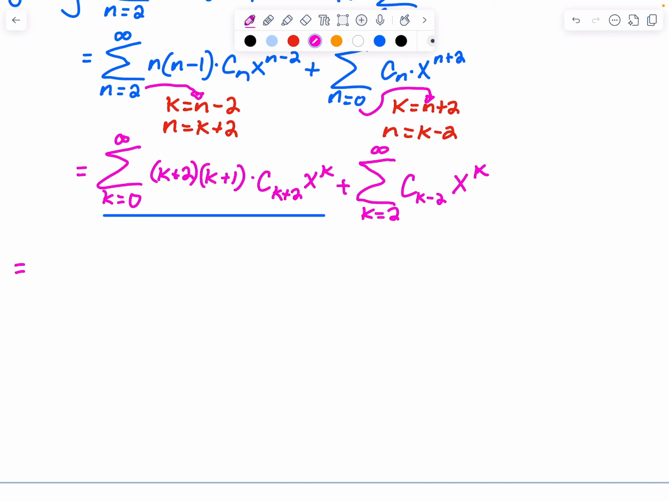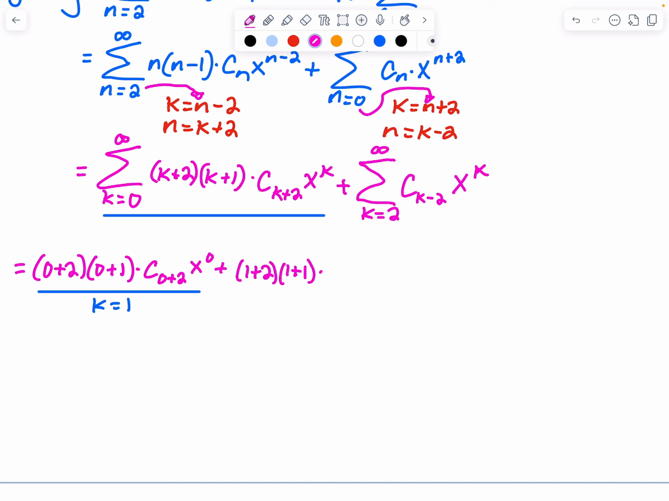Okay, k equals 0 is going to end up being 0 plus 2, 0 plus 1, times 0, c to the 0 plus 2 times x to the 0. Okay, that was, if we're keeping track here, that was k equals 1 from that one above. If I do k equals 1 now, I get 1 plus 2 times 1 plus 1 times c to the 1 plus 2 times x to the first. Cool. And then we get these series.